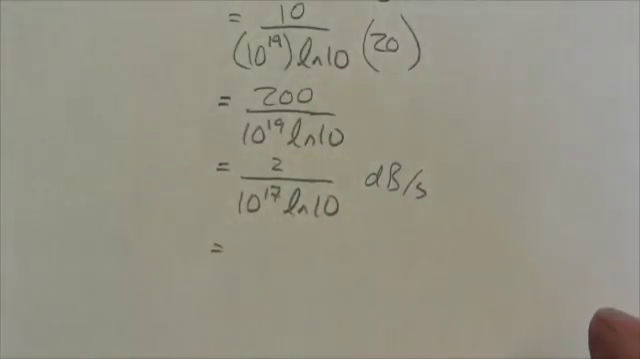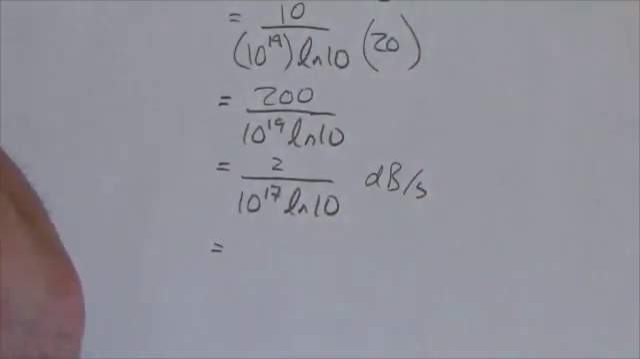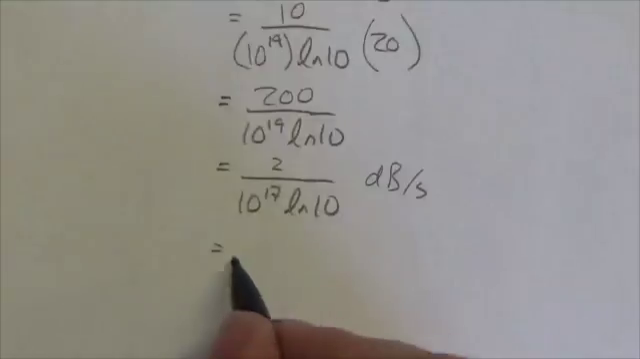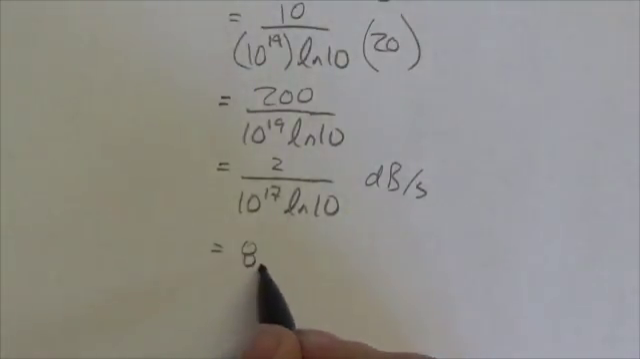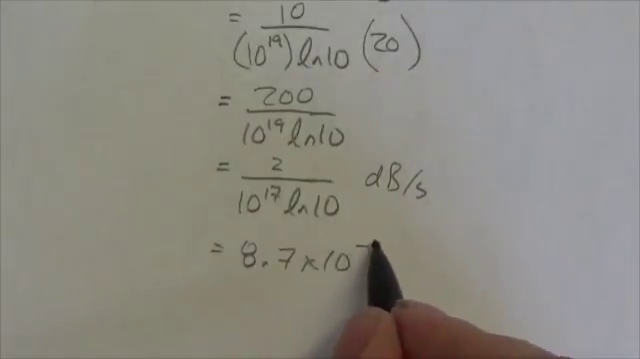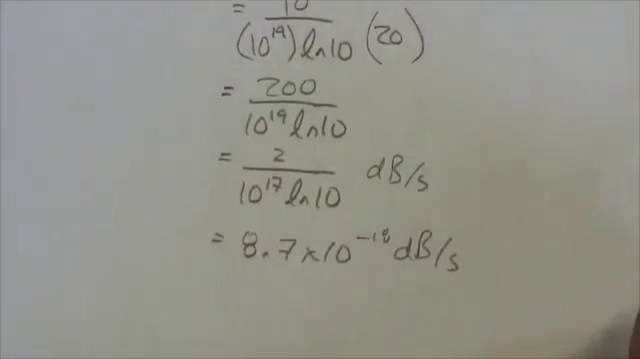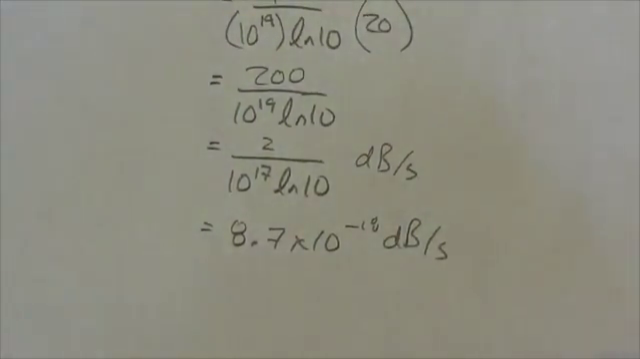That's probably not terribly clear, so let's figure out what this is. This is going to be divided by the natural log of 10. This is going to be 8.7 times 10 to the negative 18 decibels per second. Okay, in other words, it's not getting a whole lot louder at that particular moment in time.